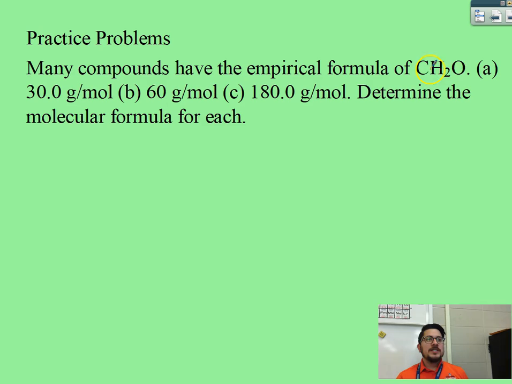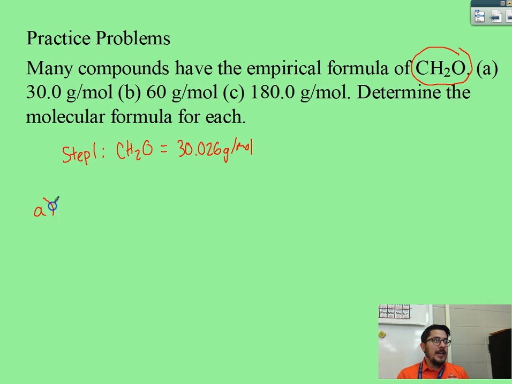So many compounds have the empirical formula of CH2O. Letter A has a molar mass of this one, letter B, and letter C. Determine the molecular formula for each. So step 1. I'm going to get the molar mass of the empirical formula, CH2O. And that's going to equal 30.026. Yeah, that's what I got. Grams per mole. And there's my empirical formula molar mass.